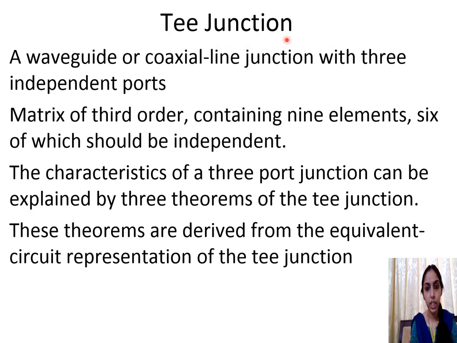So in a T junction, we have three independent ports. We know that we are interconnecting a port in parallel or series with the main waveguide. A waveguide or a coaxial line junction with three independent ports. So when we have three independent ports, we can guess what the S matrix will be. It will be a matrix of third order which contains 9 elements, 6 of which should be independent. In the first section, I have already explained what you mean by the scattering matrix, that is, the S matrix.